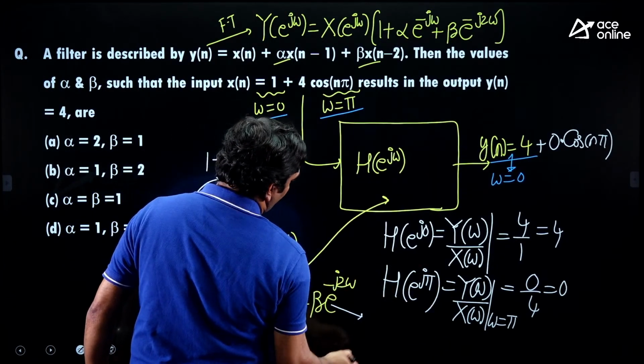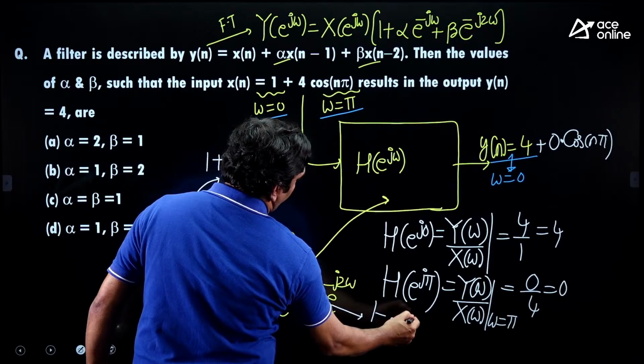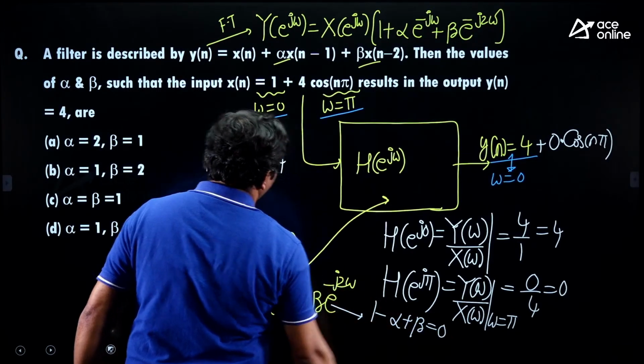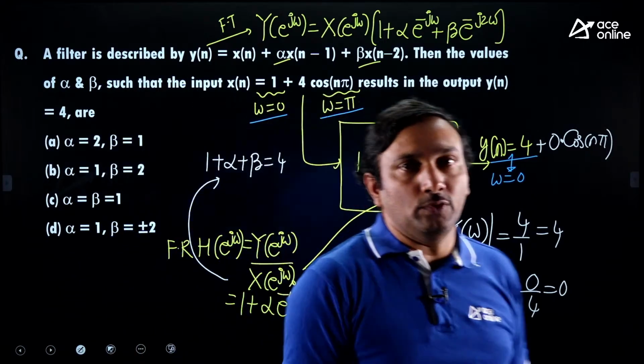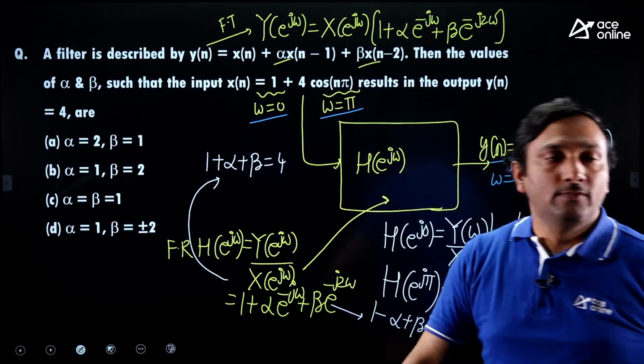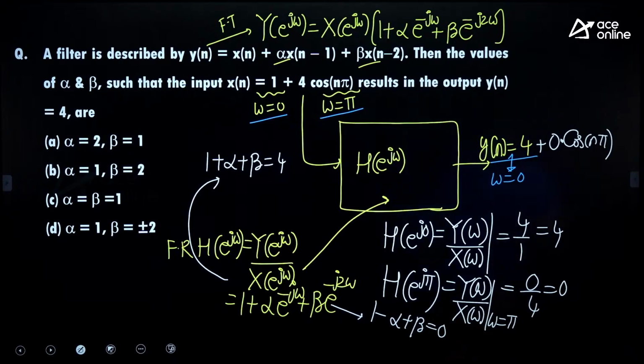Same expression, if I replace omega with pi, what will happen? 1 minus alpha plus beta equals, solve, alpha to beta 1. If you do further simplification, alpha to beta 1.